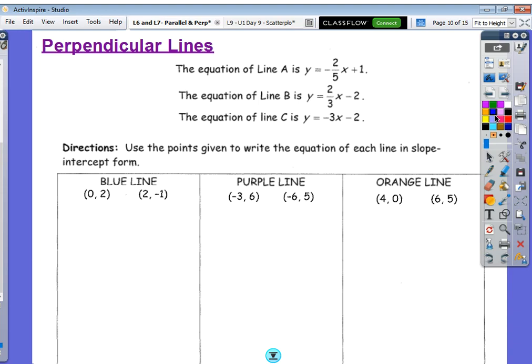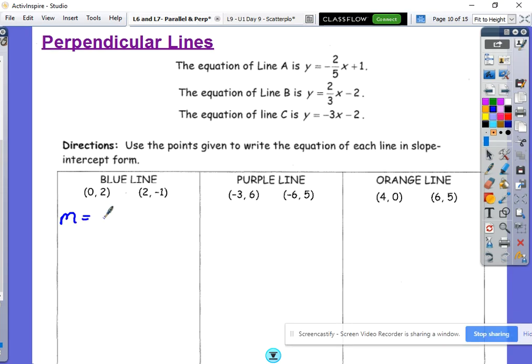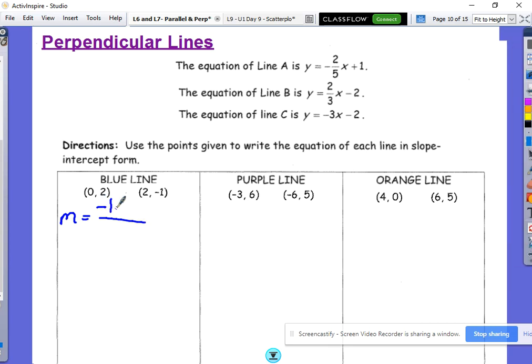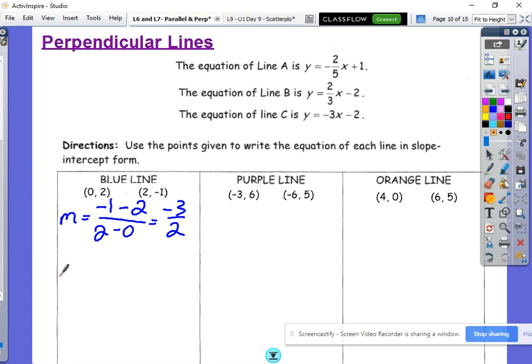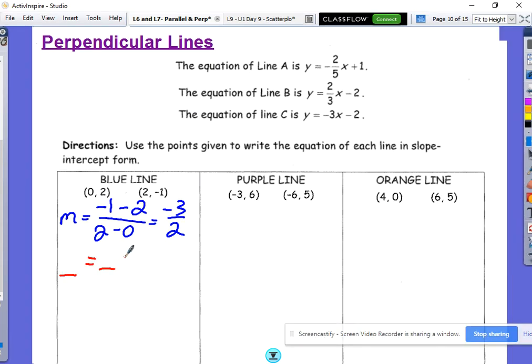But we need to find our equation. First thing first is slope. So to find the slope, we have negative 1 minus 2 on the top, 2 minus 0 on the bottom. That leaves us with negative 3 divided by 2. Okay, so now we need to find the y-intercept, even though some of you may already know what it is, because it actually is already there. I'm going to show you how to get it once again.